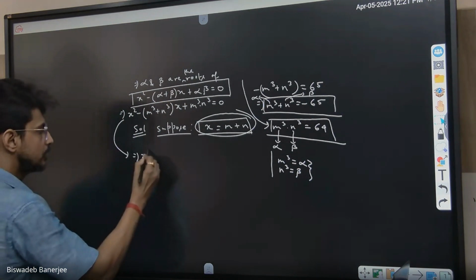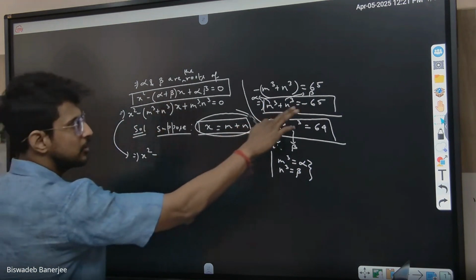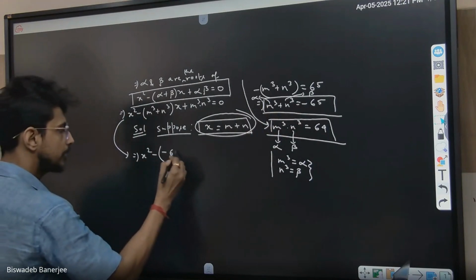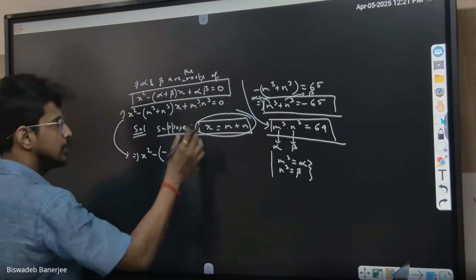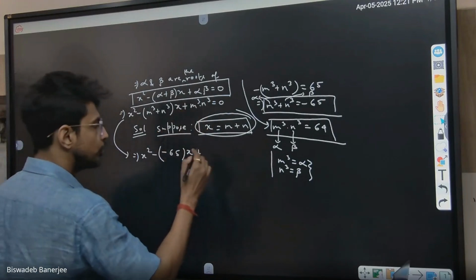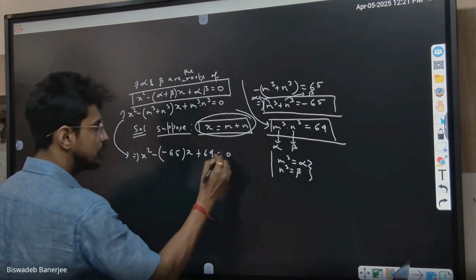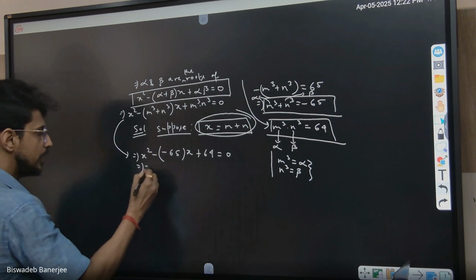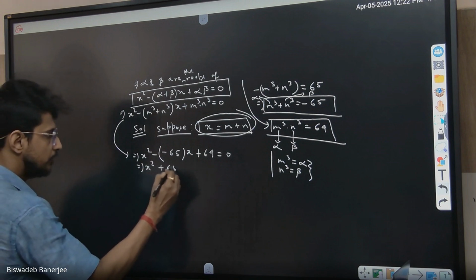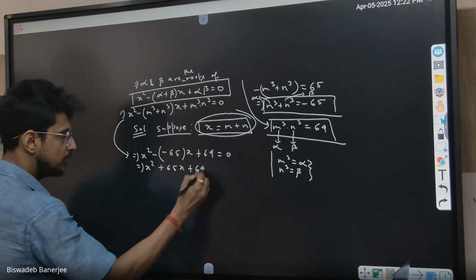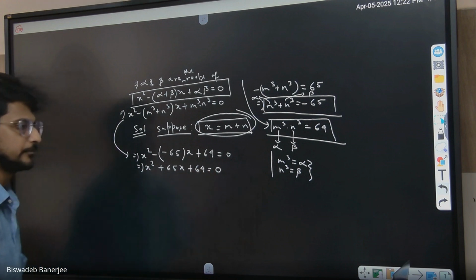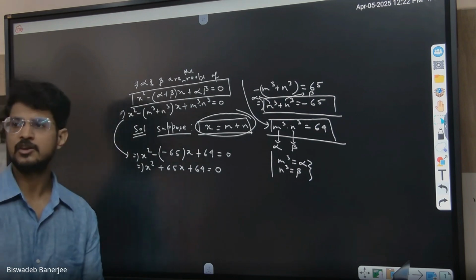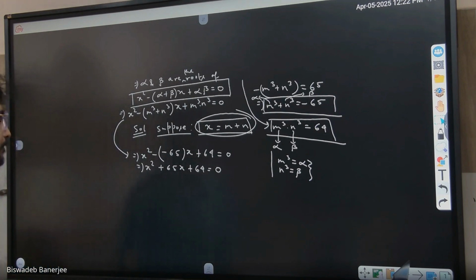And from this, my m cube plus n cube is minus 65, and my m cube into n cube is 64. That is equal to 0. This implies x square plus 65x plus 64 equal to 0.